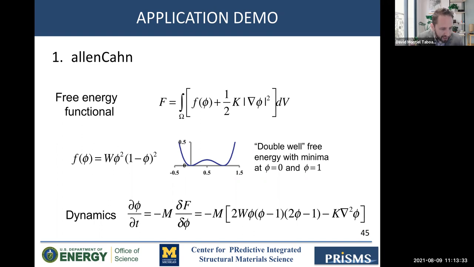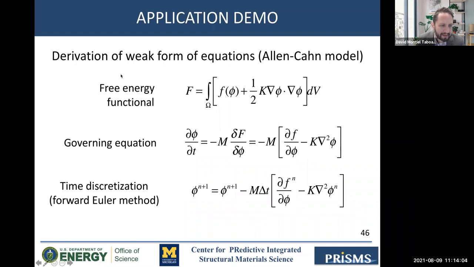And suddenly you end up with this partial differential equation, defined in terms of the mobility and the order parameter. Of course, it's not explicitly stated, but this also depends on space. The order parameter is a function of space. So the first thing we need to do, since this is finite element, is derive a weak form of the equations of the Allen-Cahn model.